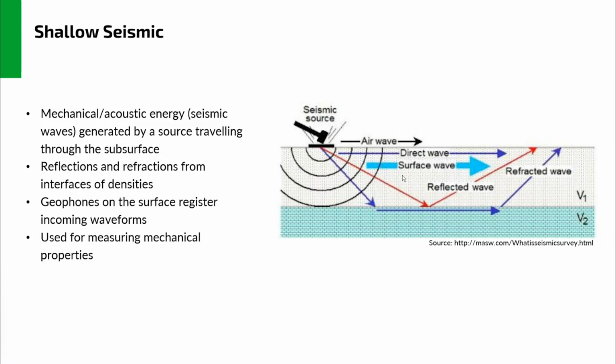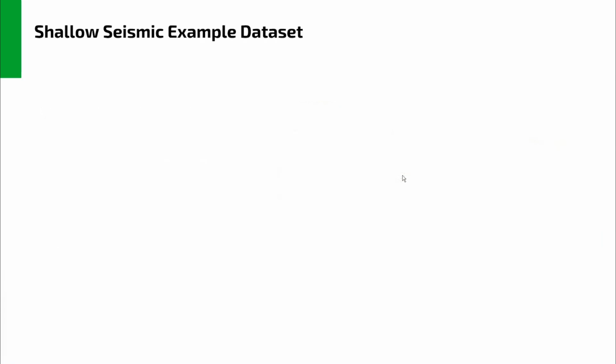It is used for measuring mechanical properties, most importantly stiffness or density. And I'm going to show you two example data sets. This is very similar to a GPR data set. You see layers that are basically showing variations in the seismic velocities.